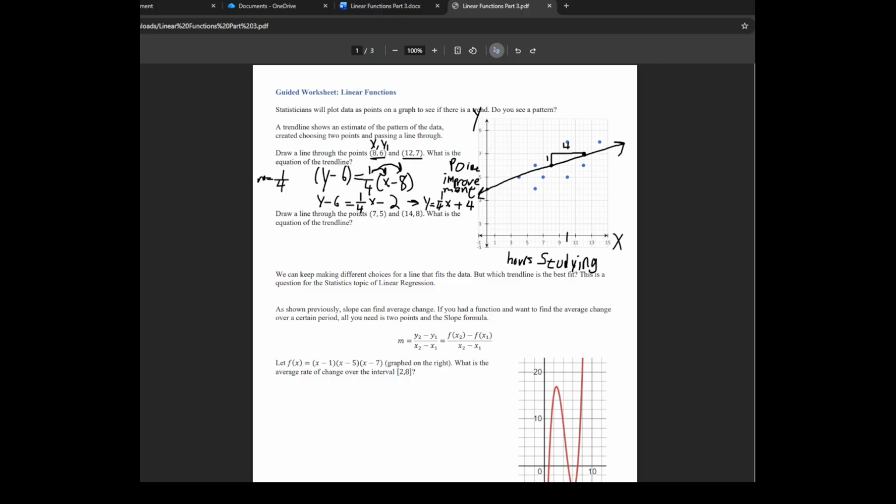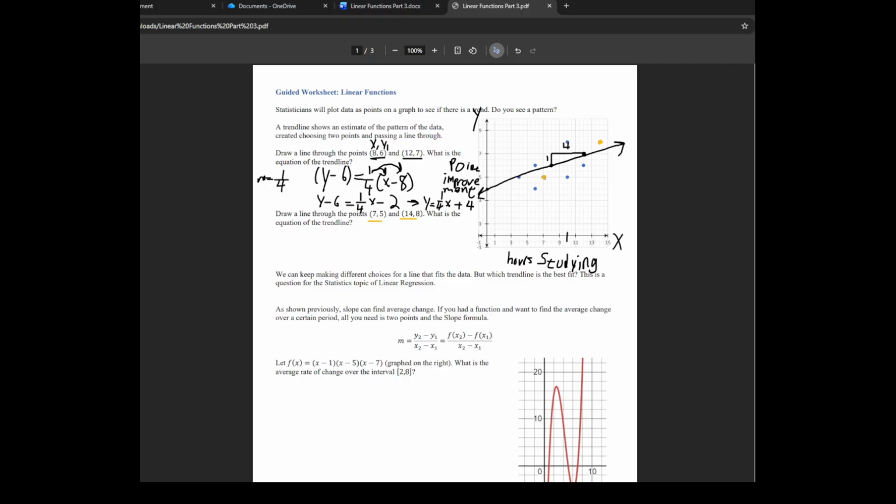Let's try a different set of points. Let's see if that works any better. 7, 5 and 14, 8. Let's use a different color so we don't get it mixed up with the points. 7, 5, 14, 8.